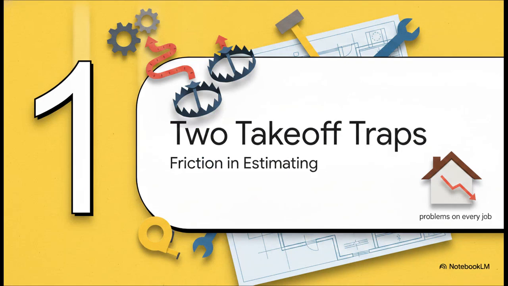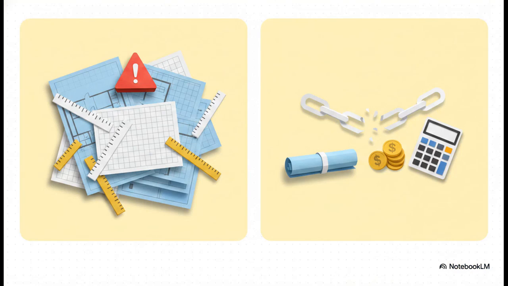Section 1. The two takeoff traps and the hidden friction in estimating. What really clicked for me here was this super clean division of the problem into two distinct parts: geometry versus economics. First up, you've got measurement errors.